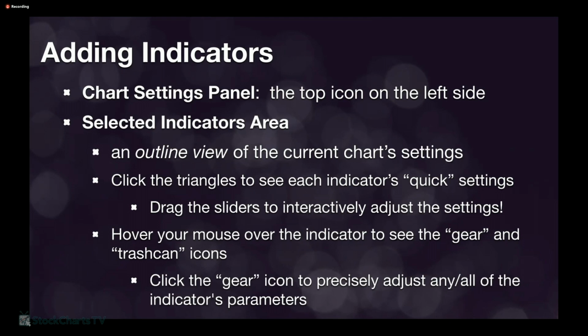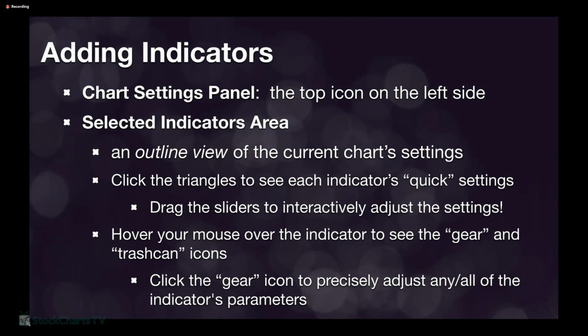The other thing you can do is in outline view, as you hover over each of the names of the indicators that you have on your chart, you will see a little gear icon appear, and you'll see a little trash can icon appear. The trash can icon is a quick way to delete the indicator and remove it from the chart. And the gear allows you to change all of the different settings associated with the chart.